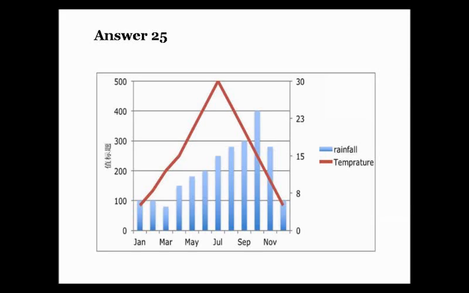400, while the smallest number can be found in March, which is about 90. Last but not the least, for temperature, the largest number can be found in July, which is about 30. In conclusion, I think it is beneficial because it tells about the relationship between rainfall and temperature.